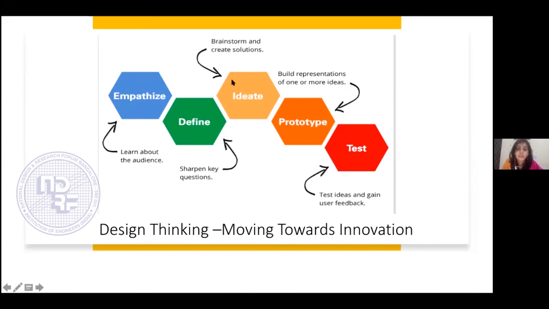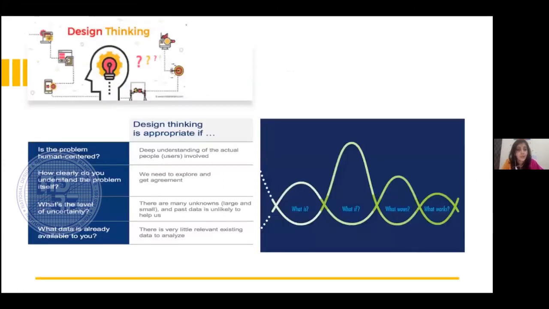And these are not actually linear. There are times when they skip these and it becomes an iterative process, and you can come to any of these phases. This particular model was given by Stanford and it has been used by many companies now. Design thinking is appropriate if there's a deep understanding of the actual people involved. So I'm talking about the customers. If we are looking into applying design thinking, we need to know exactly who the users are and what their requirements are. We need to explore and get agreement with these users. There are many unknowns and past data is unlikely to help us.